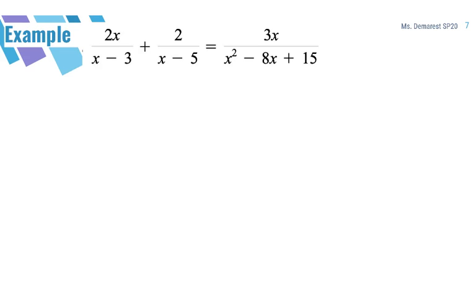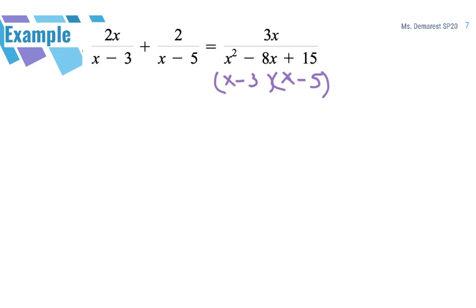Finding the LCD. But for this one, I don't have factors like in all my other ones. So let's factor this first, because remember, the way we find the LCD is by looking at what factors they have in common and what they don't. So I'm looking for something that multiplies to a positive 15 and adds to a negative 8, and very conveniently, that is negative 3 and negative 5. So I can find my LCD now.